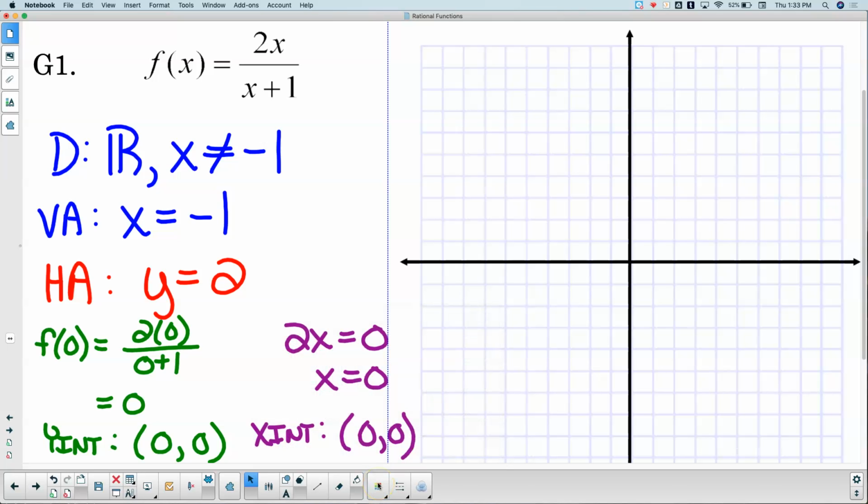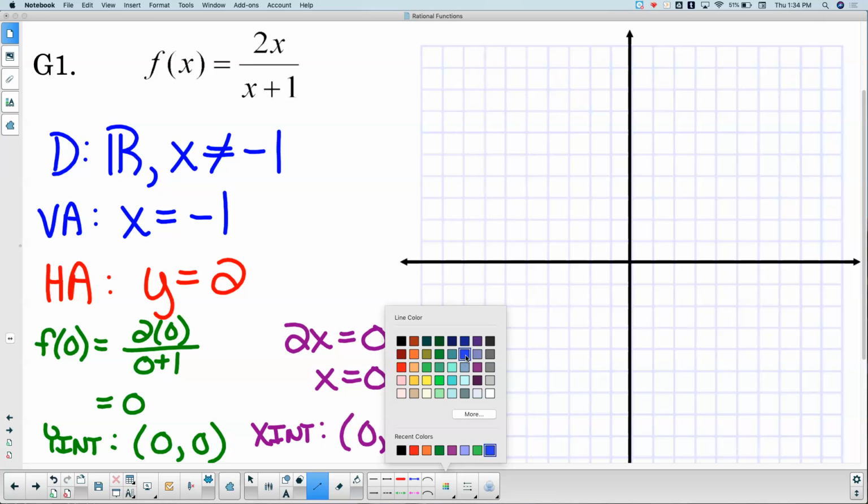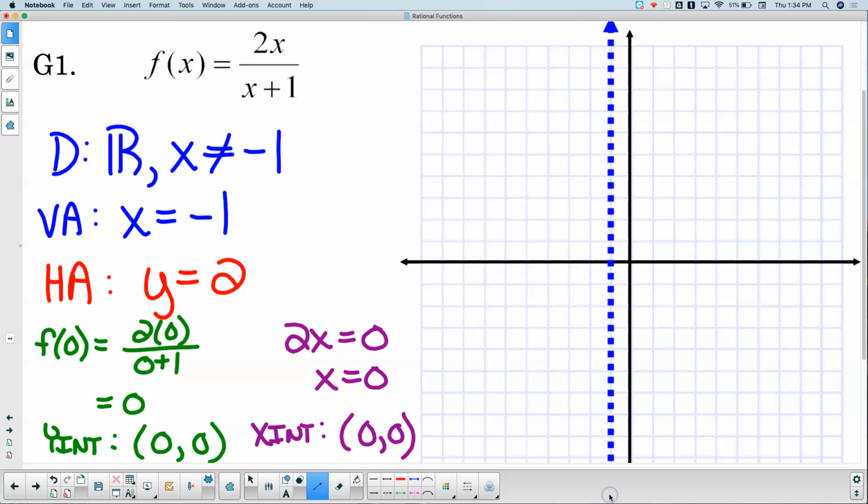Now, let's put some stuff on the graph. How does my vertical asymptote go onto the graph? It's a line, so it's straight. Vertical, it's up and down, at -1, and it's dashed. How does my horizontal asymptote go on my graph? It's a line, it's horizontal, it's straight, at 2, and it's dashed.